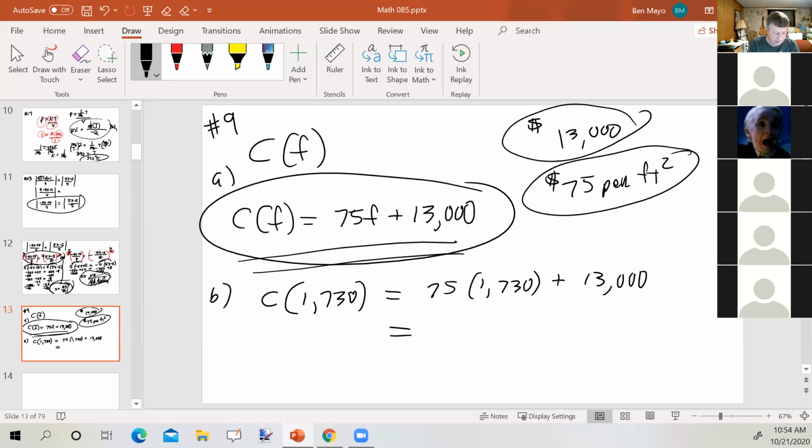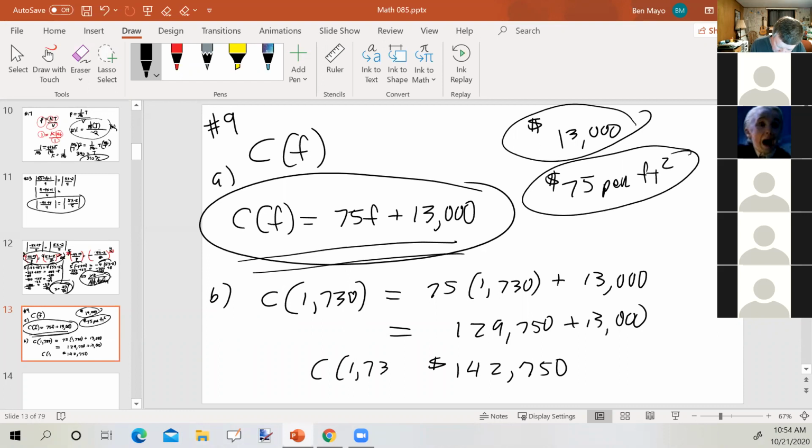And punching that into the calculator, let's see, 75 times 1,730 is 129,750, and then plus 13,000 becomes 142,750. So the cost of building a house with 1,730 square feet is $142,750. Any questions on that?